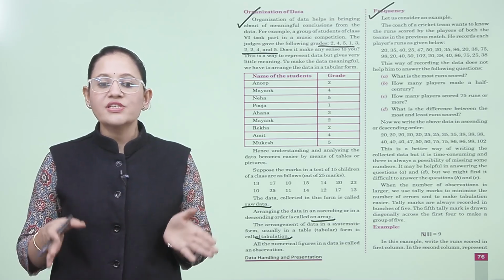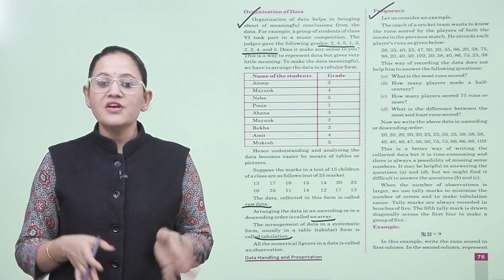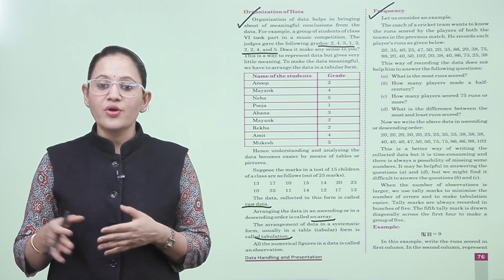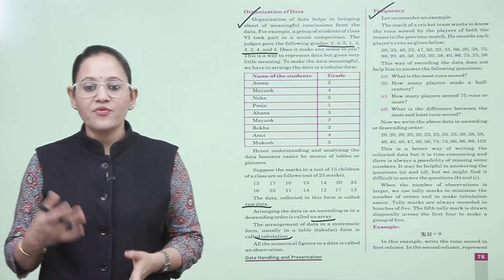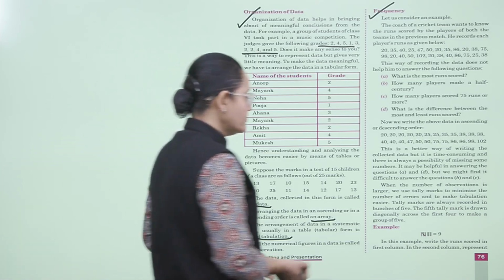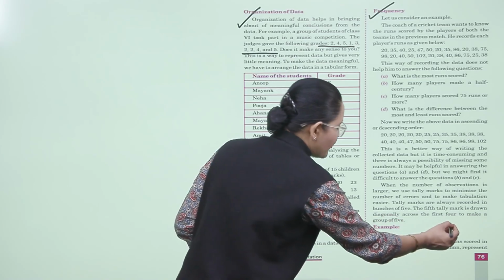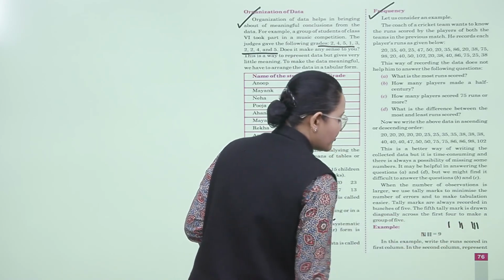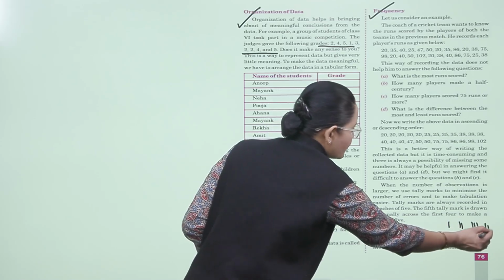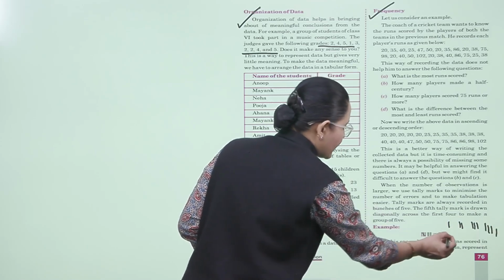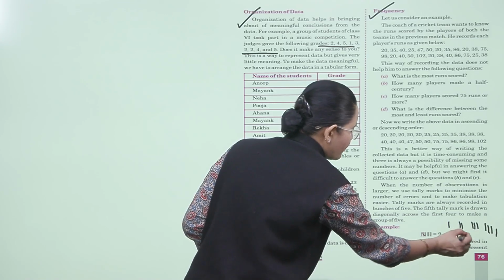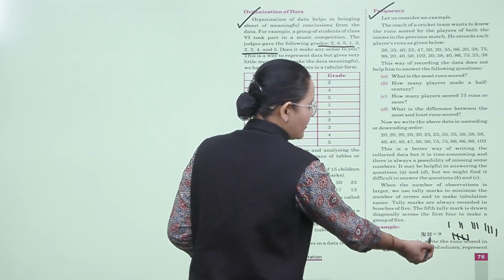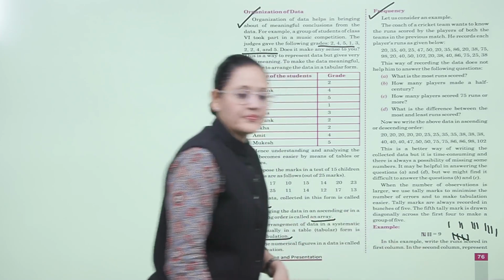Tally marks are always recorded in bunches of 5. The fifth tally mark is drawn diagonally across the first 4, making a group of 5. For example, this is for 1, this is for 2, 3 standing lines for 3, this is for 4, and this is for 5. And 5 and 4 standing lines make 9.